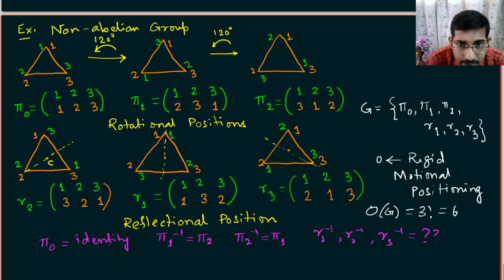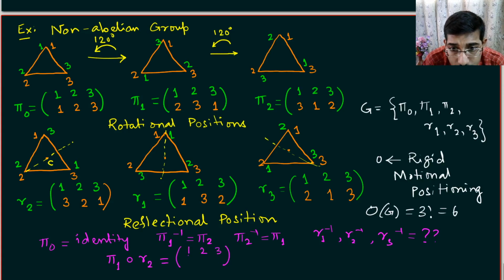Now the interesting point here is that if you do pi 1 R2, let's say I do pi 1 with this operation R2. What does it mean? It means that I will do first positional change by pi 1 followed by R2. So 1 goes to 2, 2 goes to 2. So finally my matrix becomes, for 1, 2, 3 positions: 1 goes to 2, 2 goes to 2, so 1 stays at 2. 2 goes to 3, 3 goes to 1, so 2 goes to 1. 3 goes to 1, 1 goes to 3, so 3 goes to 3.